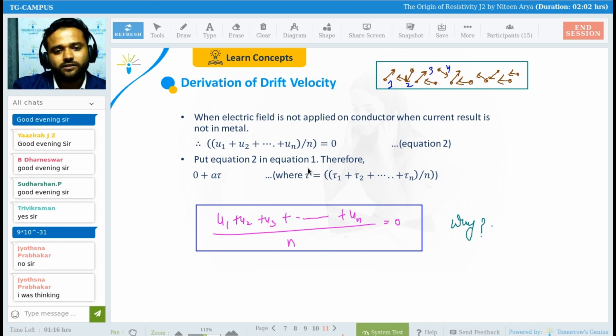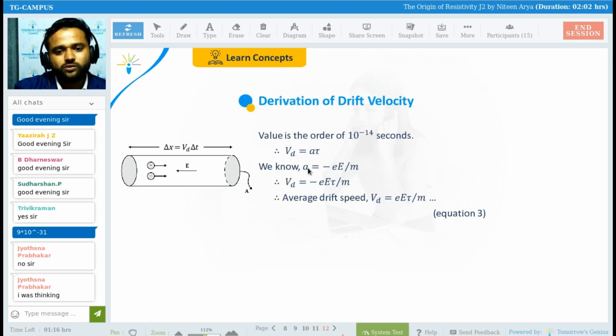Got it? So putting equation number 2 into equation number 1. Equation number 1 is Vd equals summation and so on. So Vd equals A tau in simple, where A equals minus E by m, and the order here is 10 to the power minus 4 meter per second. The earlier value is a misprint, because we find velocity.